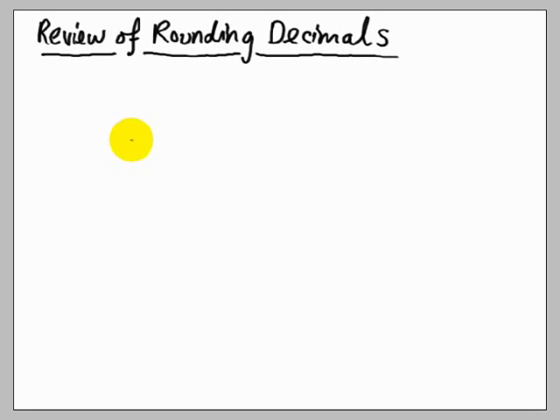Okay, let's start our review of what we need to know to do trigonometry. And in trigonometry, the values of trig functions, which we'll talk about later, are usually always decimals. And these decimals, they go on forever. So we need to round decimals a lot when we do trigonometry.